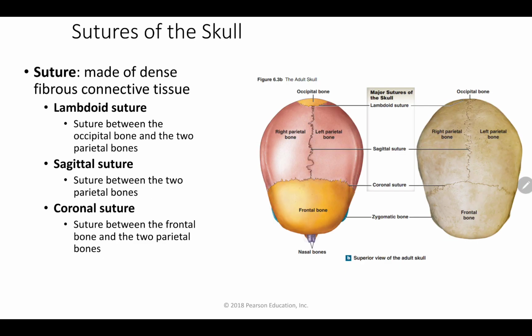Moving further, we have sutures. Sutures are going to be made up of dense fibrous connective tissue. You have the lambdoid suture. That lambdoid suture is going to be between the occipital bone and the two parietal bones that we can see. You have that sagittal suture that's going to separate the two parietal bones. And then we have that coronal suture, and that's going to be the suture between the frontal bone and the two paired parietal bones.